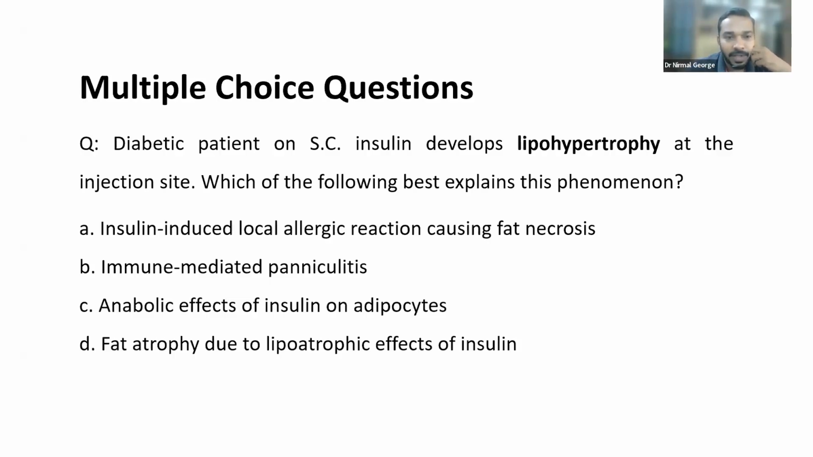So the next question. Diabetic patients on subcutaneous insulin develop lipohypertrophy at the injection site. Which of the following best explains this phenomenon? Insulin-induced local allergic reaction causing fat necrosis, immune-mediated panniculitis, anabolic effect of insulin on adipocytes, or fat atrophy due to lipoatrophic effects of insulin. Yes, insulin is an anabolic hormone. It increases the growth of adipose tissue. So that is probably the reason why this person is having lipohypertrophy.